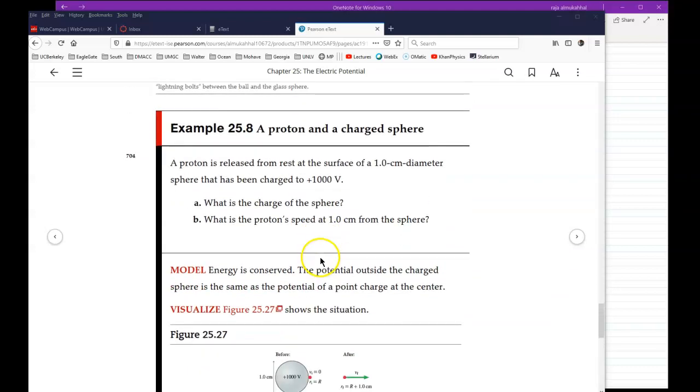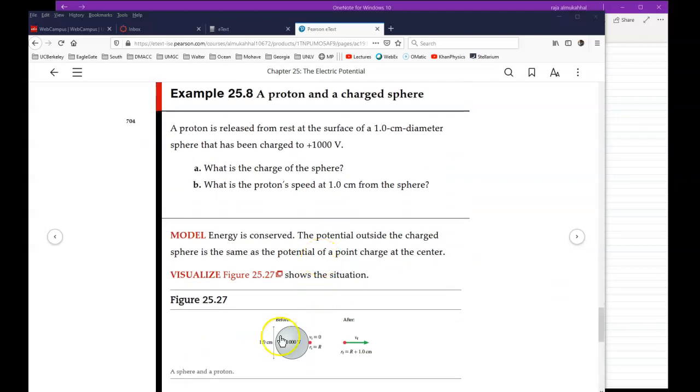He says, look at the picture as you read the problem. A proton is released from rest, so V0 equals 0, zero kinetic energy, at the surface of a 1 centimeter diameter sphere that has been charged to 1000 volt. Of course, the proton is also positive. It doesn't want to be there, it's being repelled by it. The moment you release your fingers, it's going to shoot with large velocity.